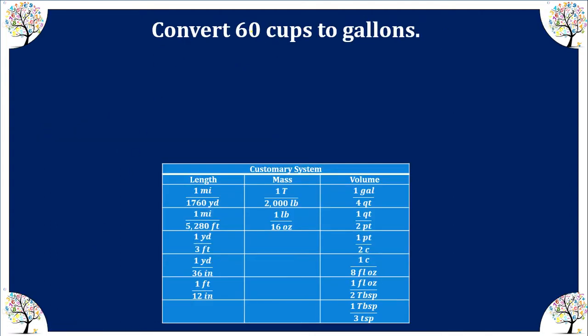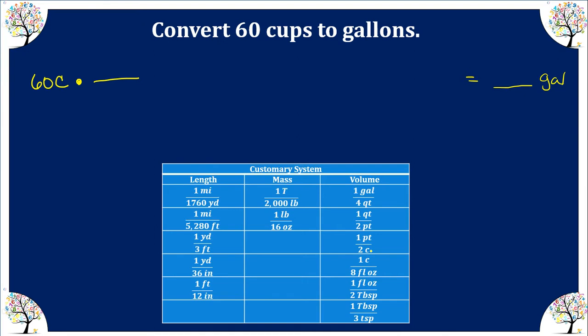Okay, now we're going to go from 60 cups to see how many gallons. So I start with what I know, 60 cups, and I want to work my way to gallons. So we're going to find our ratio, and we want to get rid of cups. So we're going to put cups in the bottom, and we're headed to gallons. So cups right here. So we can start with 1.